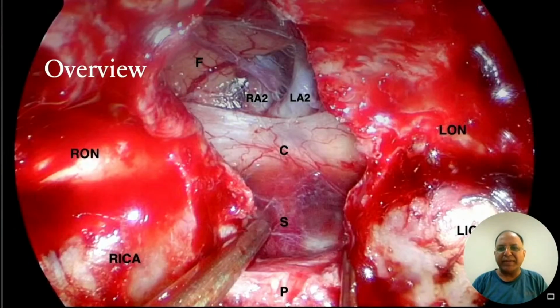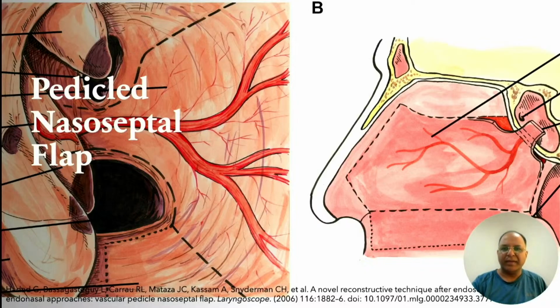I am a firm believer that although endoscopic skull-base surgery is minimally invasive, yet it is maximally destructive. And there are large defects which we create which need more than the standard methods to repair. The development of the nasoseptal flap by Haddad in 2006 revolutionized the endoscopic surgery and repair of the skull-base defects.